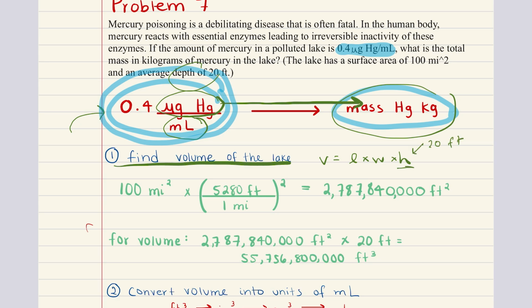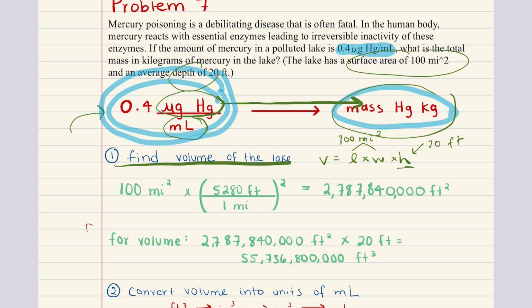All right. And we're given the surface area, 100 squared miles. This is like the length multiplied by the width. Here's the first problem. They're not in the same units, so we can't just multiply them with each other to get the volume. First thing we want to do is convert this 100 squared miles to squared feet. And we know how to do this because of a conversion we covered in our lecture.